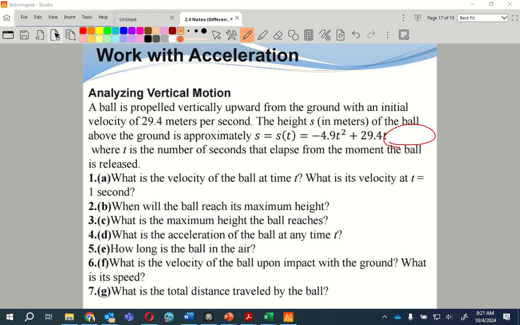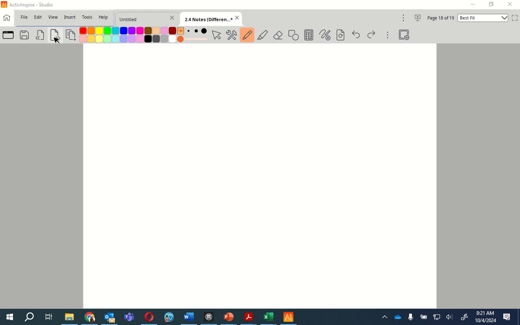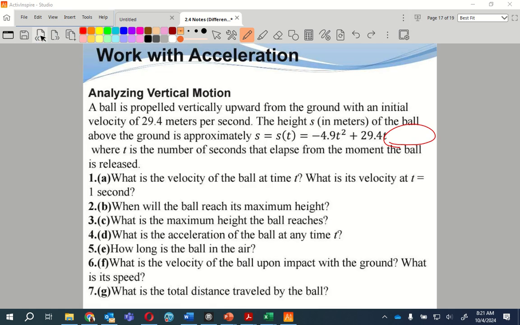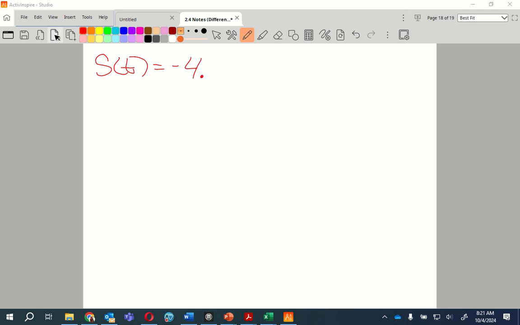Okay, right here. What is the velocity of the ball at time t? What is its velocity at t equals 1 second? So I'm going to start by writing out my equation. It is s of t is negative 4.9 t squared, and what's that, minus or plus? T. So this is my position at any given time.